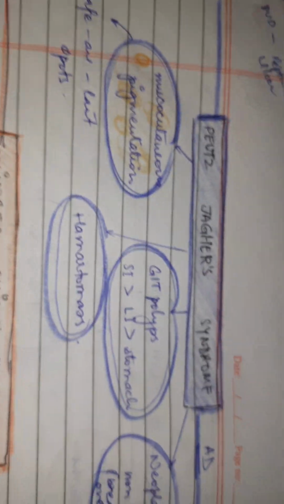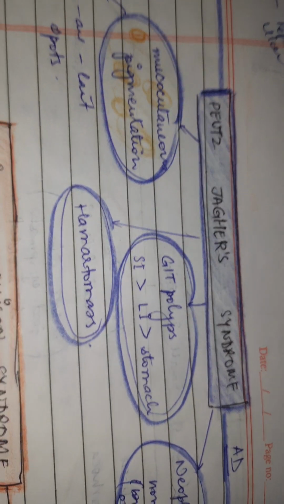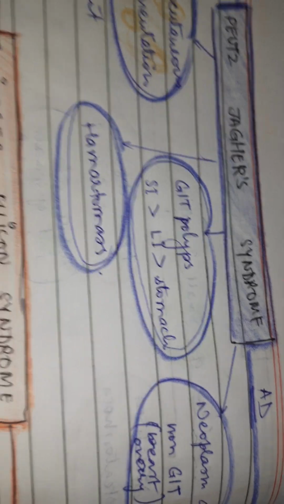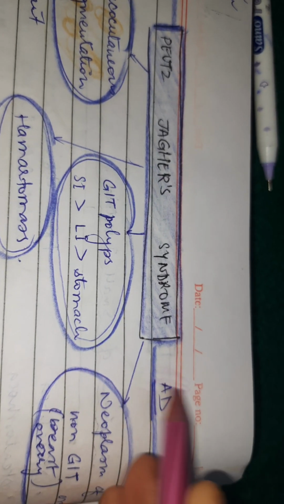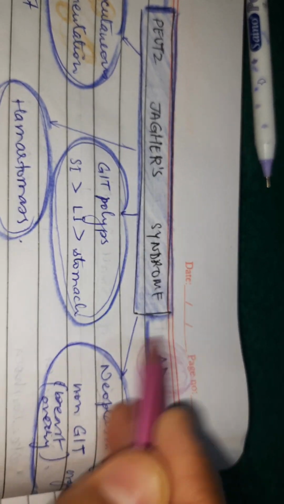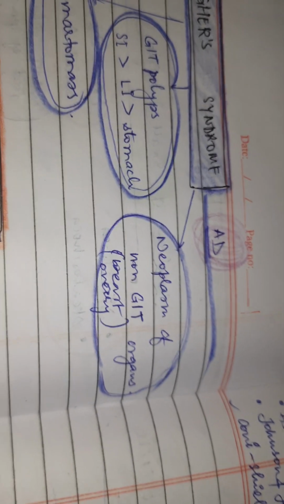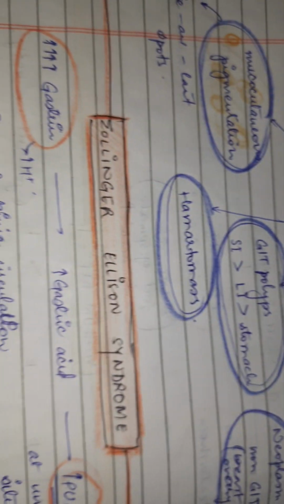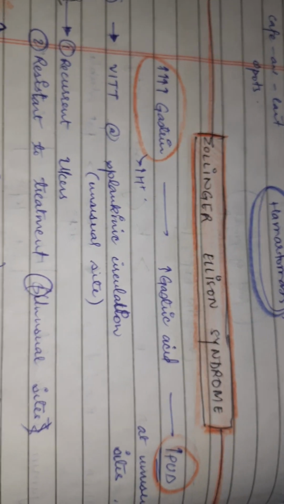Peutz-Jeghers syndrome. This is a triad of 3 things. Mucocutaneous pigmentation like cafe au lait spots. Then GI polyps, more common in the small intestine than the large intestine than the stomach. It is autosomal dominant. Please remember this. Then neoplasms may occur in non-GIT organs like breast and ovary. Hamartomas may also occur.